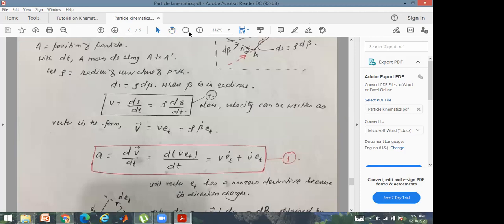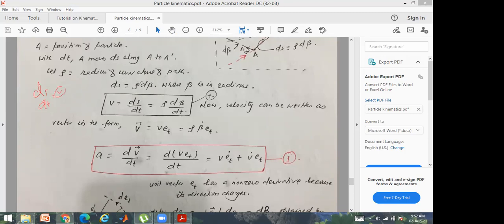So ds = ρ dβ, where β is in radians. So remember that if the question is given in degrees, you need to convert that into radians. So ds = ρ dβ. Now I want to find the velocity. To find the velocity, you should differentiate ds with respect to dt. So this is equal to velocity. So to find that, you have to differentiate ds with respect to dt.